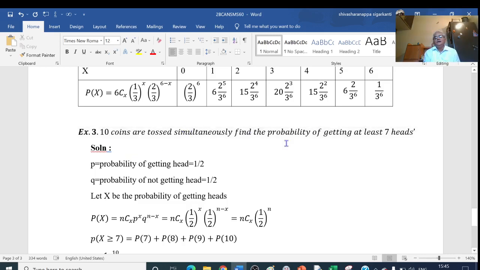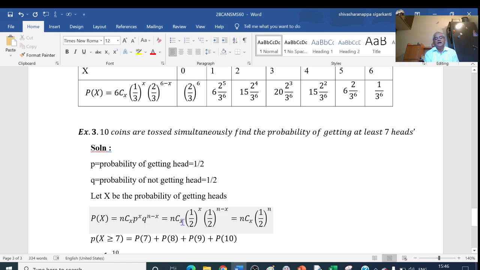In every coin we are getting either head or tail, and such 10 trials are going on here. We take P as the probability of getting head. What is the probability of getting head in a toss of a coin? It is 1 by 2. And Q is the probability of not getting head, so that is tail. That is also 1 by 2. And let x be the number of heads. Then P of x is given by NCX P raised to x q to the power of n minus x.